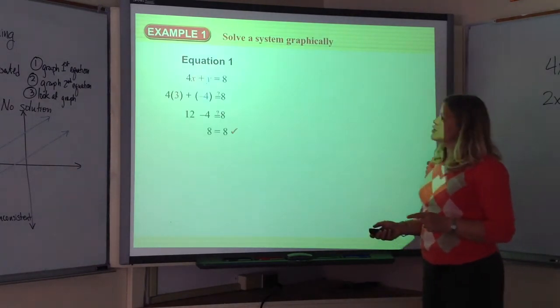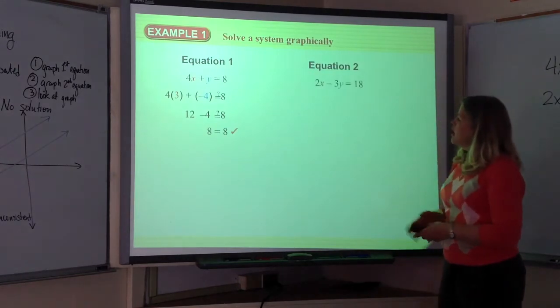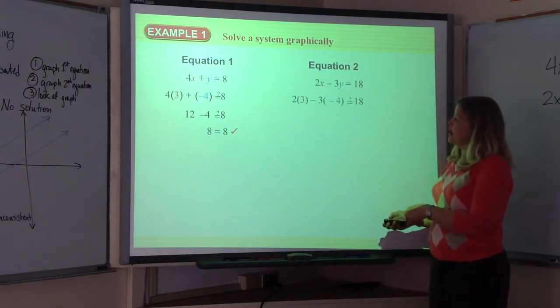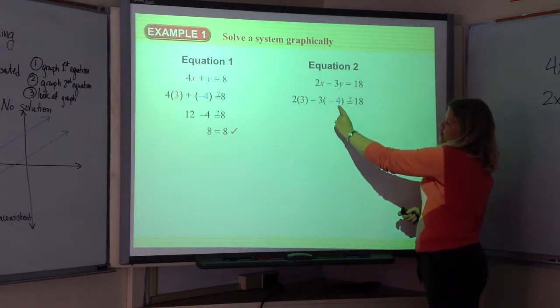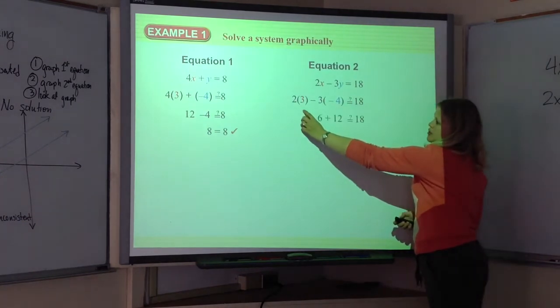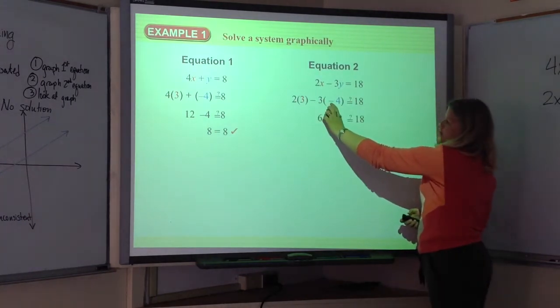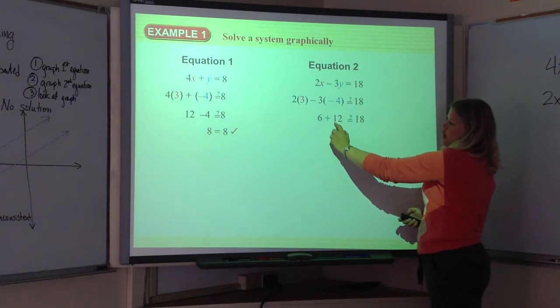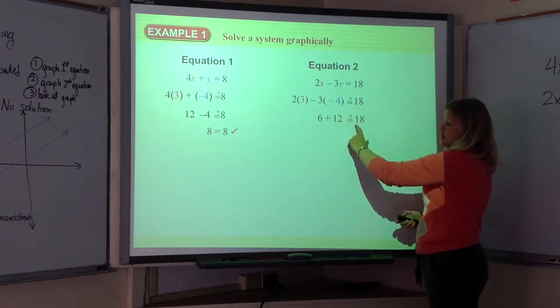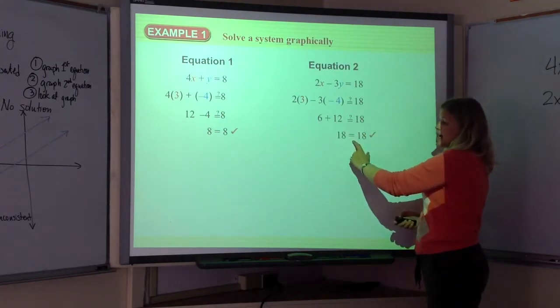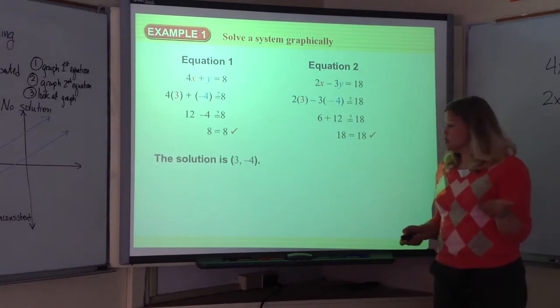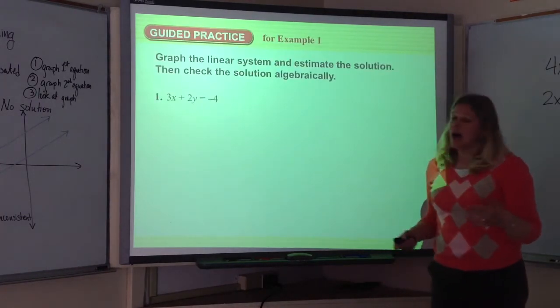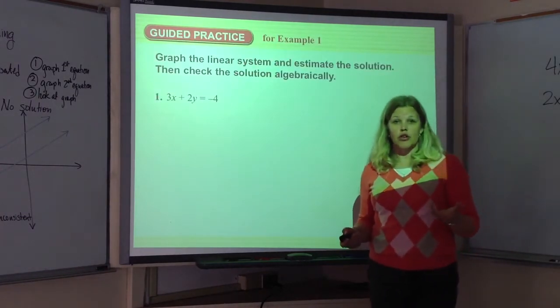Let's see if it's true for the other one. If we put in 3 for x and negative 4 for y, we get 2 times 3, which is 6. Negative 3 times negative 4 gives us 12. 6 plus 12, does it equal 18? It does, so that's our solution, okay? And that's what we're really going to do.